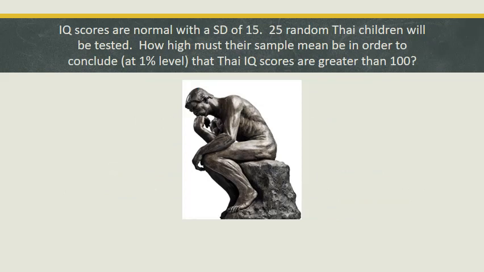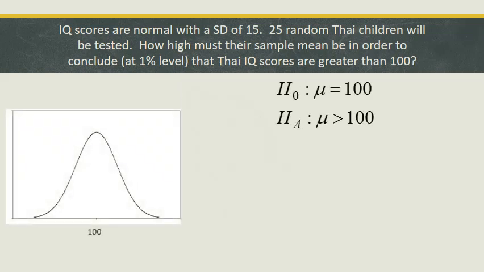So let's actually do an example about IQ scores. We have a known standard deviation, so this is a z distribution. We are testing if the mean is greater than 100, so we will assume in the null hypothesis that the mean is equal to 100 and only reject if the sample mean is significantly larger than that. This is called a one-tailed hypothesis because we only reject if the sample mean is too large.